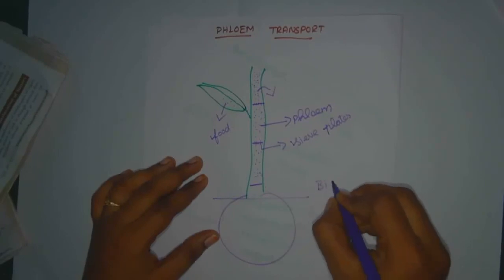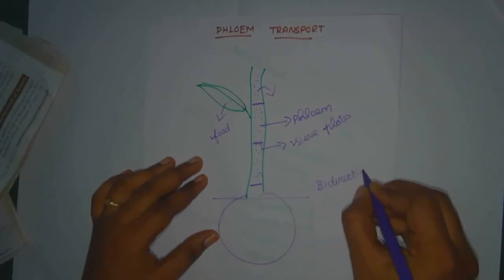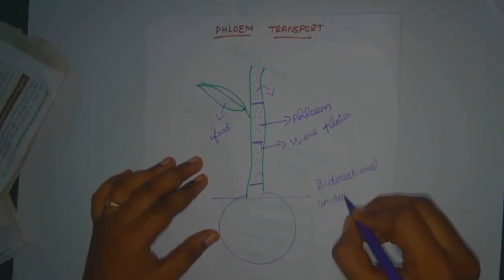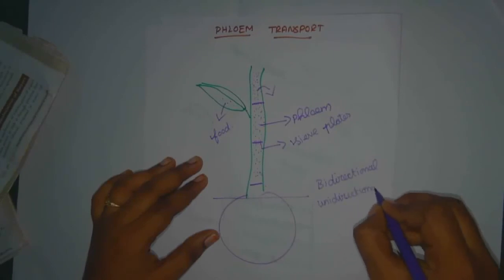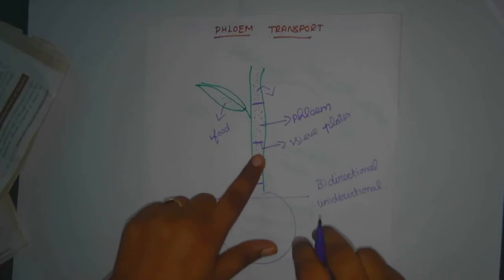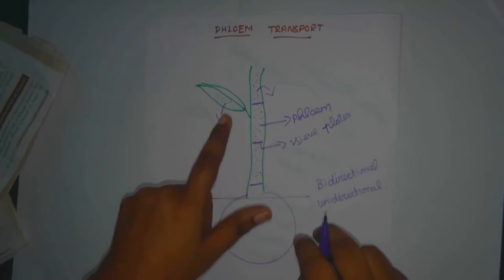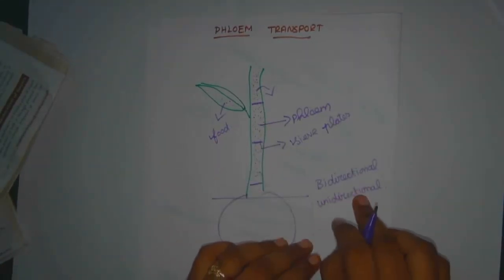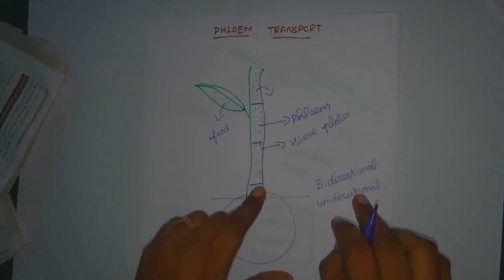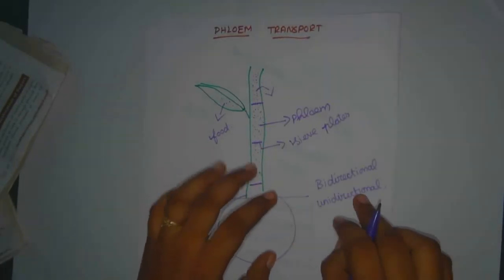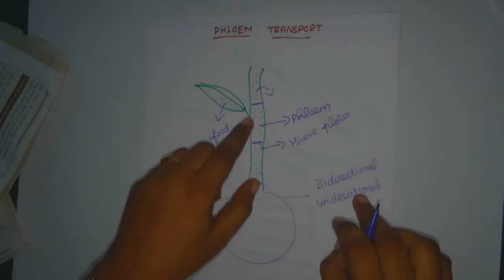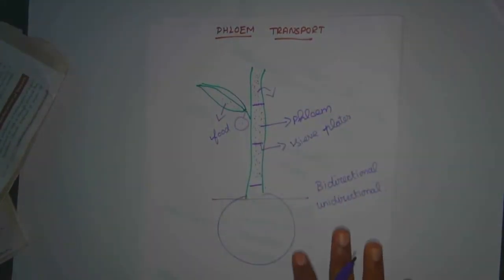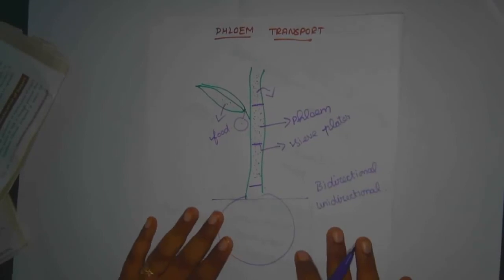The first one is bidirectional, and the next one is unidirectional. Bidirectional means food is synthesized by the leaves and transported to the entire parts of the body. Unidirectional is in contrast to the movement in the xylem, which is always upward. For example, in a tuber plant or a fruit, the food is synthesized in the fruit body, right? So that is unidirectional. So that's it for phloem transport.